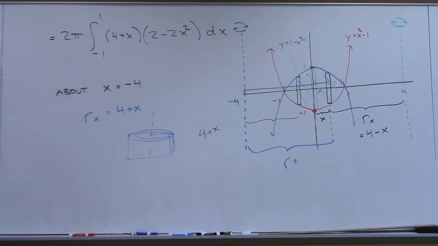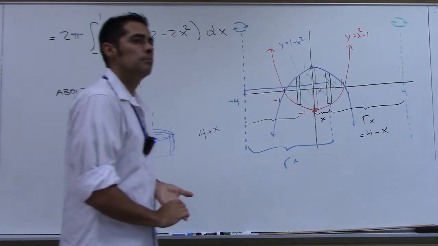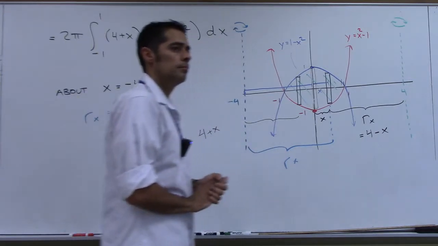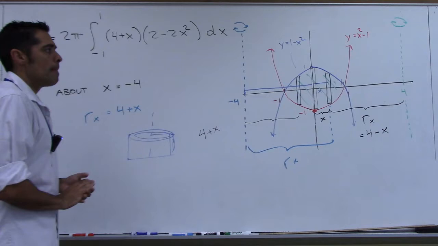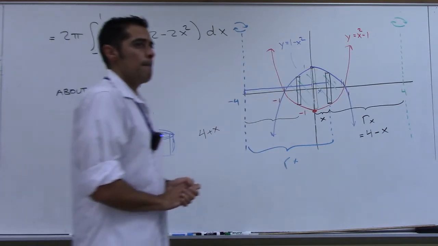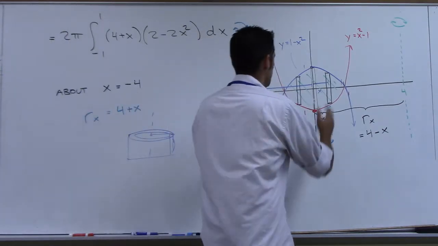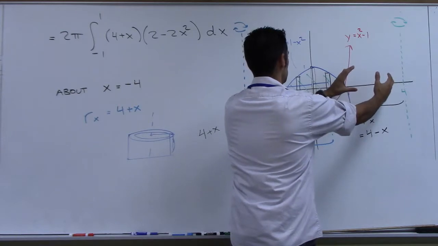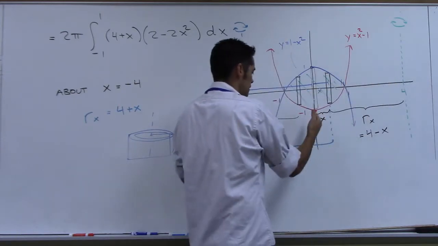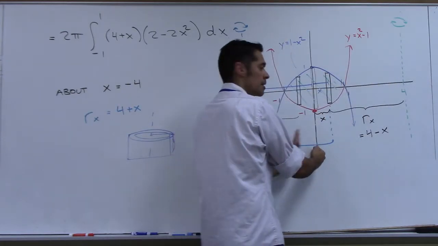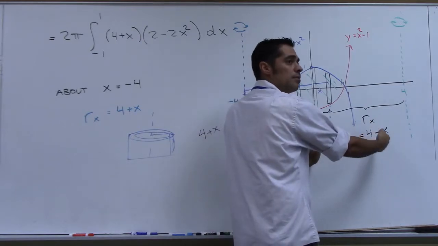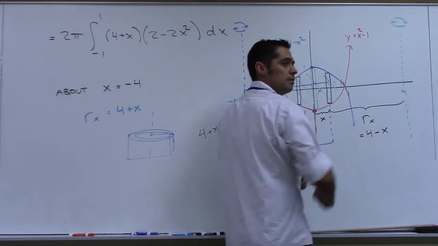Yes? What if we were to move both functions into the first quadrant? How would we do that? Would we do like from 4 to the origin or to this? You mean if this whole region was over here? Then the distance from here to here would be 4, and the distance from here to your rectangle would be x. So you'd still have 4 plus x.